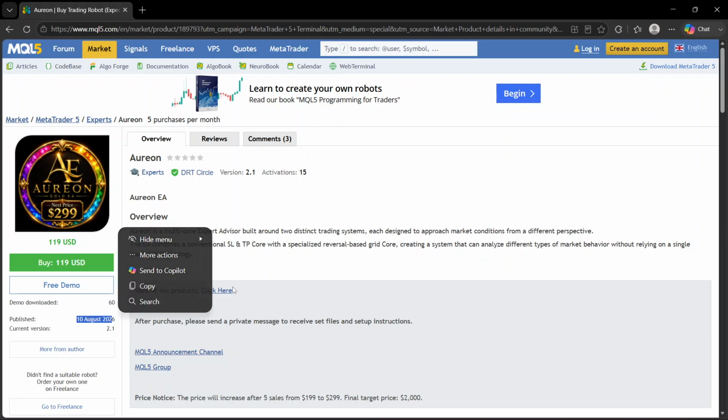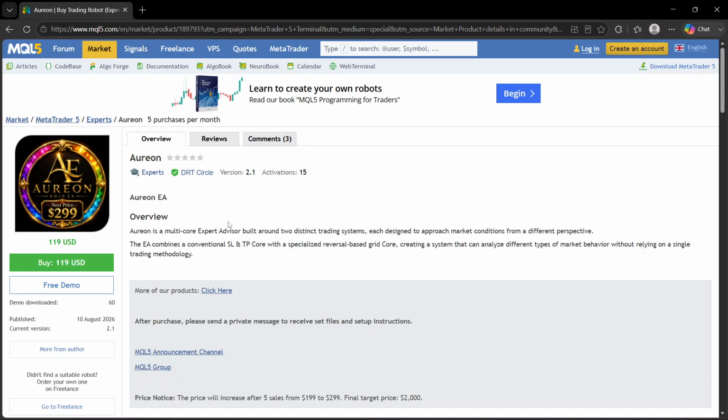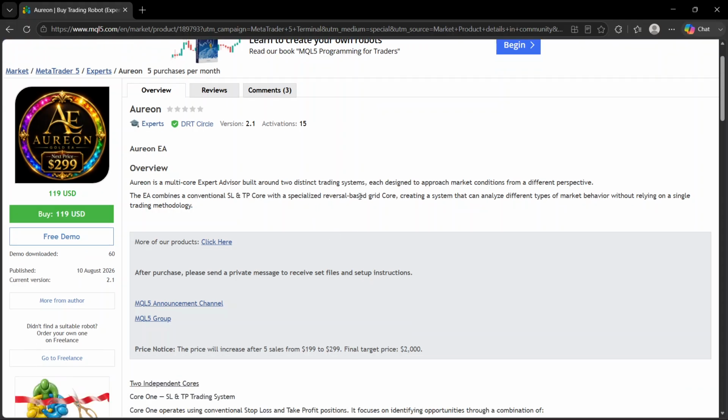Now, looking at what the developer actually says on the product page, Aureon runs two independent cores that approach the market from different angles. Core 1 is a conventional stop loss and take profit system. It looks for trend following conditions, market reversals, multiple signal confirmations, and directional analysis. Every position in this core is managed on its own with its own SL and TP. And there's no recovery logic mentioned here.